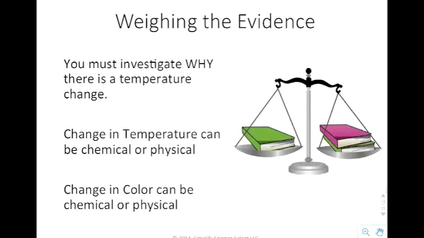You have to weigh the evidence in total. You have to investigate why there's a temperature change. Why is there a color change? And generally speaking, you're looking for two or more pieces of evidence. So if you have a color change and a temperature change, usually that's a pretty good indication that you've had a chemical reaction. If you have an odor change and a change in temperature, that's usually a good indication that there's been a chemical reaction.